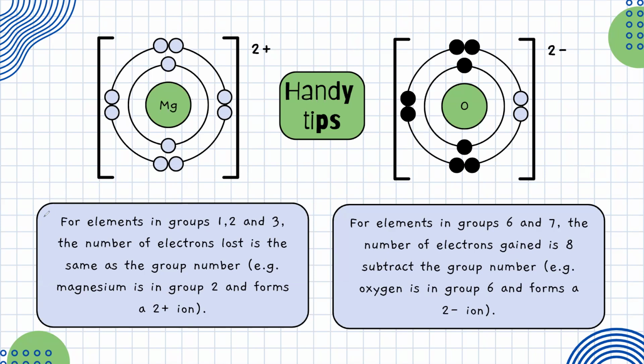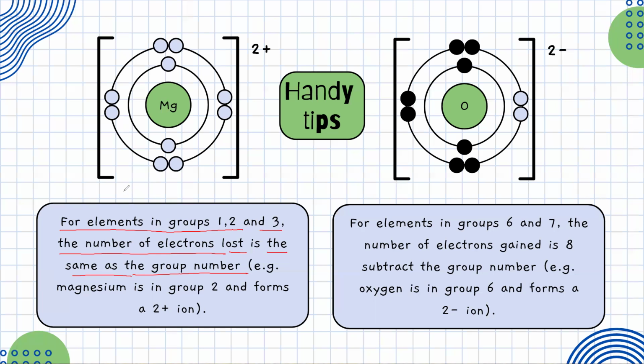In the absence of any question, here are some handy tips for you. For elements that are in group 1, group 2, and group 3, the number of electrons that are lost is the same as the group number. I'll say that one more time. For elements that are in group 1, group 2, and group 3, the number of electrons that are lost is the same as the group number.